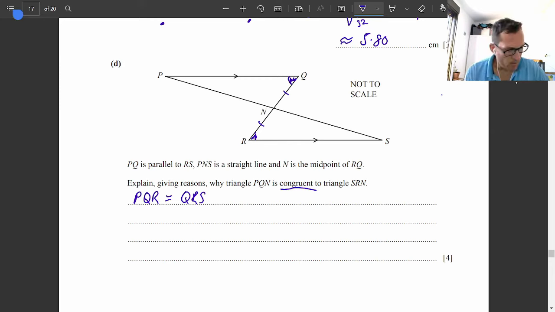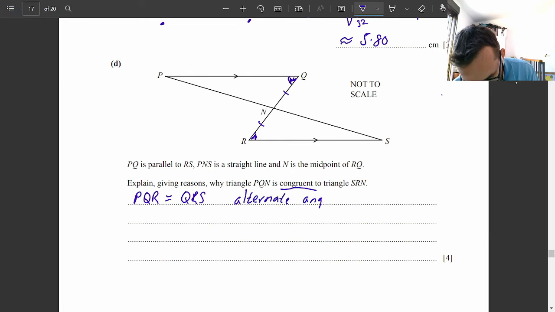Okay, and the reason for this would be alternate angles. So we can write that down, alternate angles. Right, that's all you need. So it looks very clear. Right, what else do we have? We've got those two sides the same. That's very easy. Well, RN equals NQ.